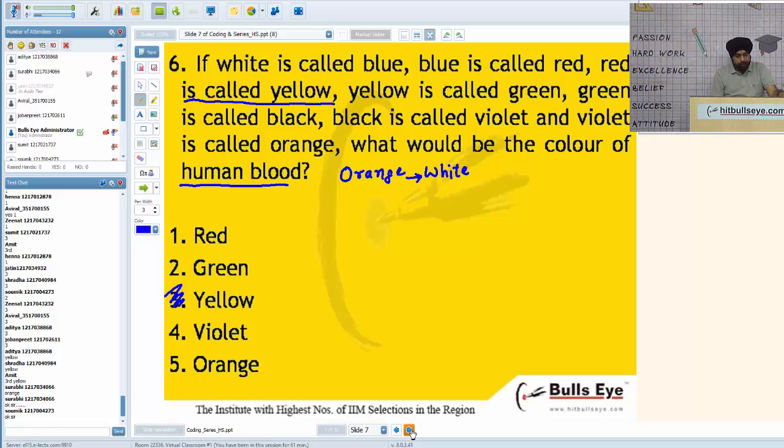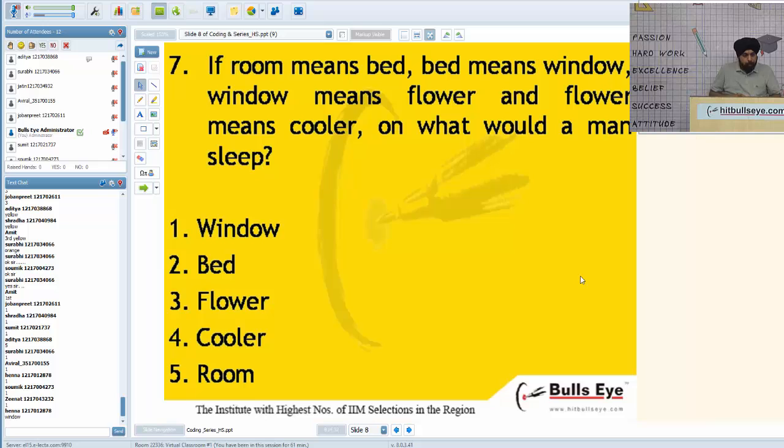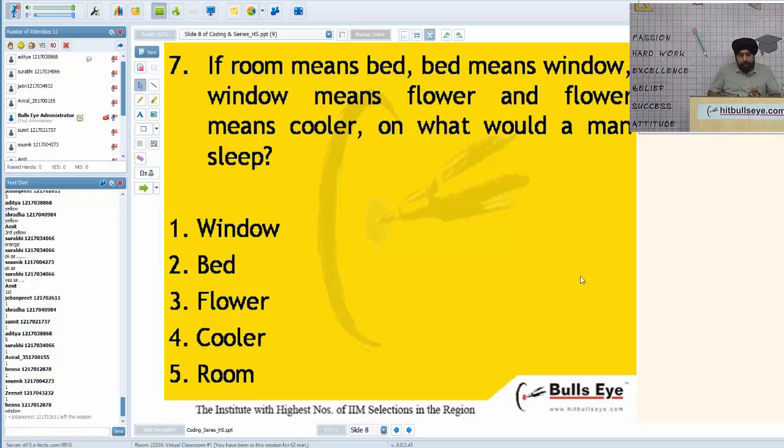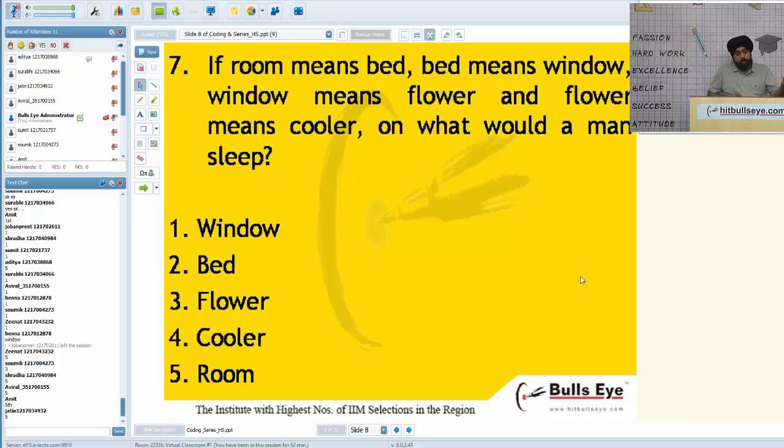Moving on, answer the next question carefully. So most of you are answering to be 1, and let me tell you, 1 is wrong. Please read and understand carefully. Yeah, good, Zinat, Shraddha, Aviral. Right, students, I hope you are comparing it from the previous question. There in the previous question it was called. Now this time it is means. So it will work the other way around. We know a man basically sleeps on bed.